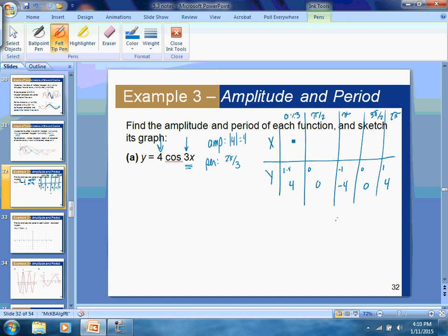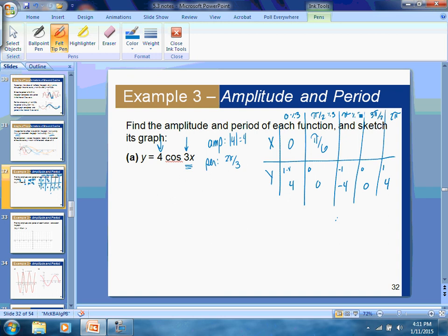So 0 divided by 3 is still 0. But pi over 2 divided by 3, that's going to be pi over 6. Just think of it like a fraction if you have to. Take 1/2 and divide it by 3. Do that in your calculator if you need to. You'll get a decimal, change it back into a fraction. To do that, you do math, enter, enter, and then you'll get 1/6. So that's pi over 6.